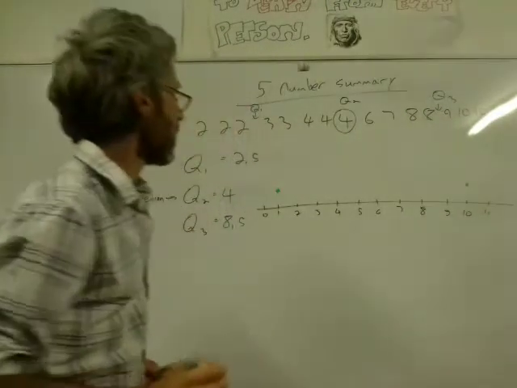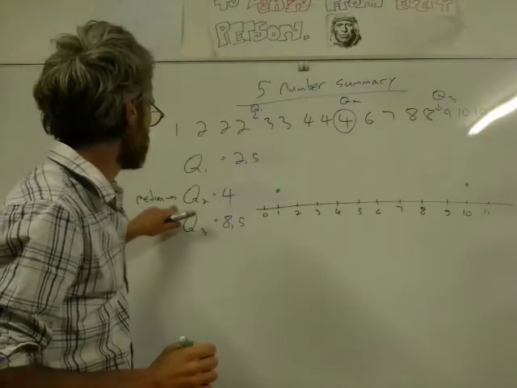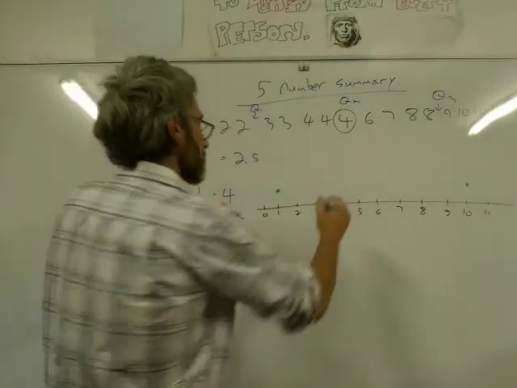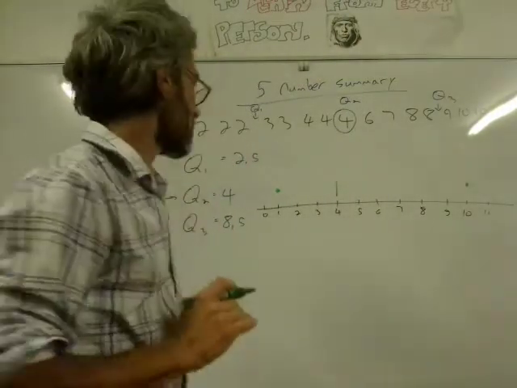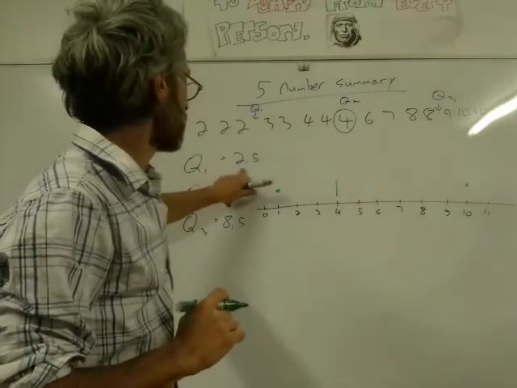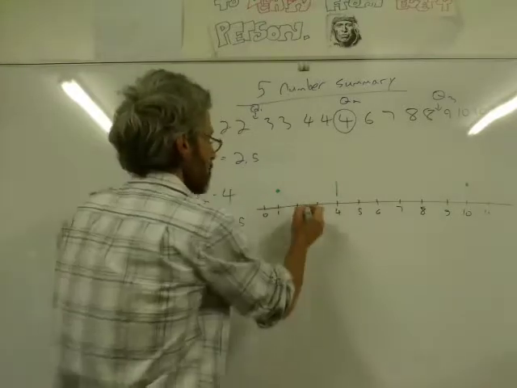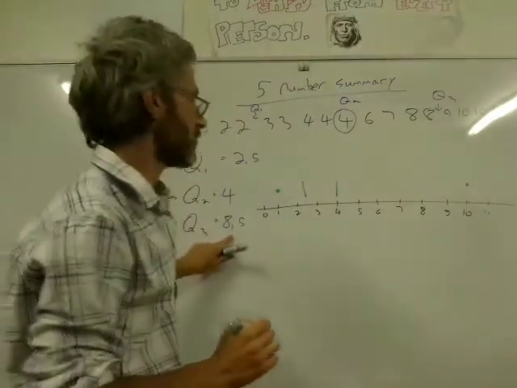Now, let's have a look at the median. The median is 4, so I'm going to put a line for the median. And then we're going to do another line for Q1. 2.5 is between 2 and 3, so we're going to put another line. And another line for Q3, 8.5.